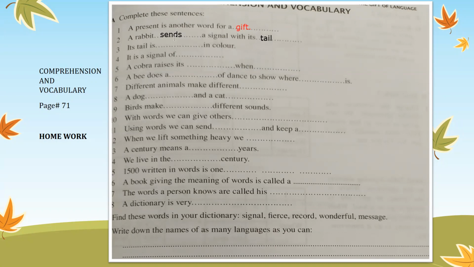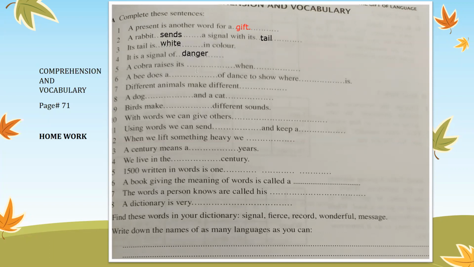Then, dear students, we have number three: its tail is dash. Now, what is white? A rabbit's tail is always white. So a rabbit sends a signal with its tail, and its tail is white in color. Number four: it is a signal of danger. It is a signal of danger.